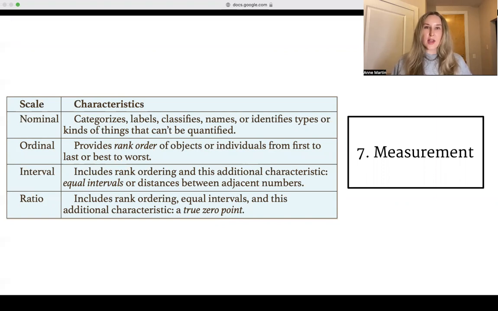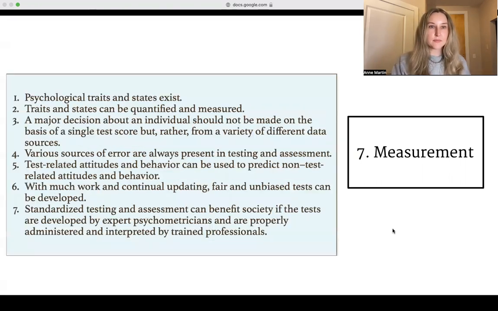So this is something that you can use in your article critique. Even if the author doesn't describe the type of scale that they used, you can use what you learned in this chapter and use that to talk about the scales and the variables that they were collecting to describe the type of data that they were using.